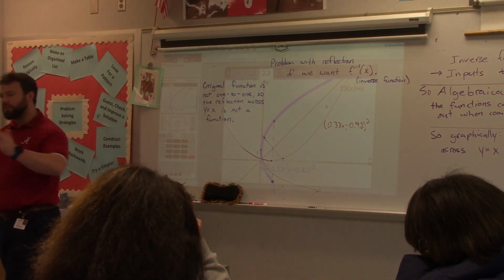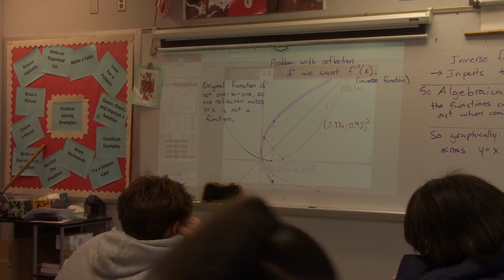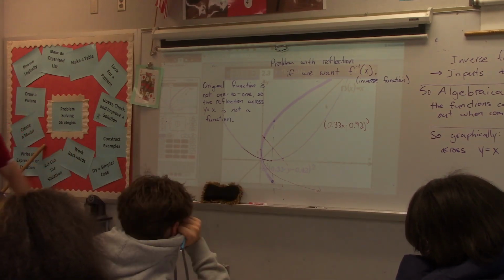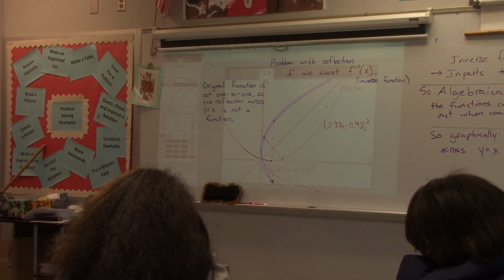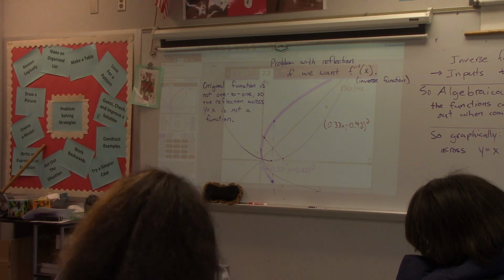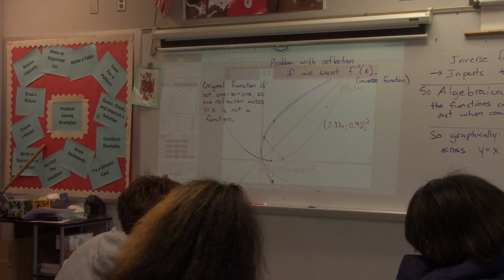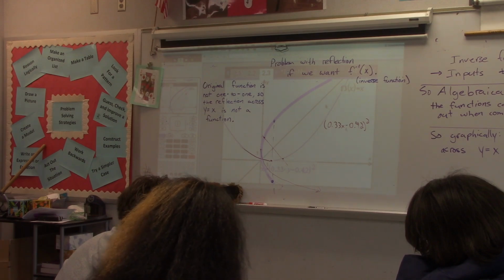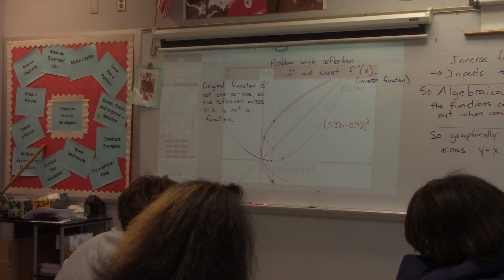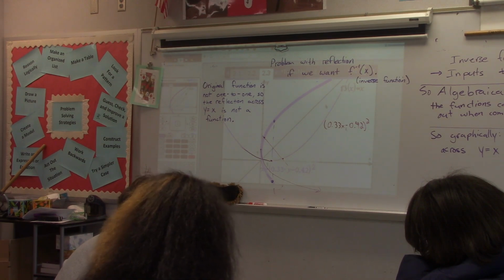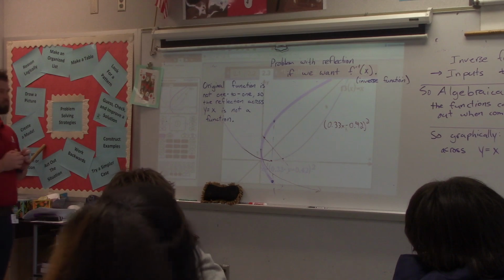So, this is really important. The original function was not one-to-one. So the reflection across y equals x is not a function. Yes, ma'am? Can you tell if it's not a function way before you graph it? Sometimes. So the original function has to be one-to-one.